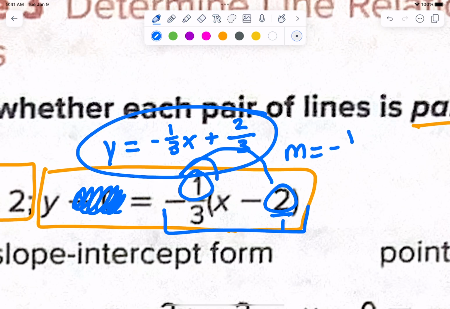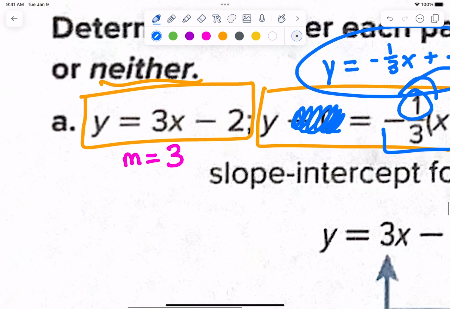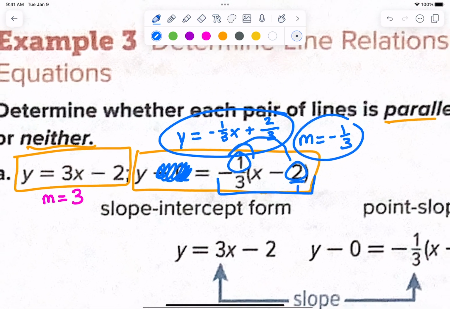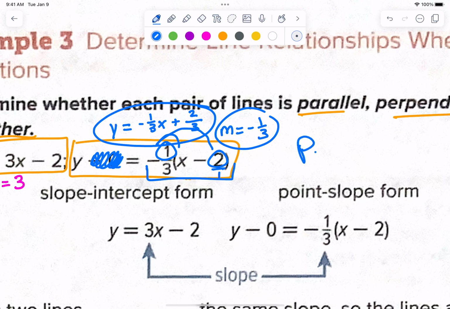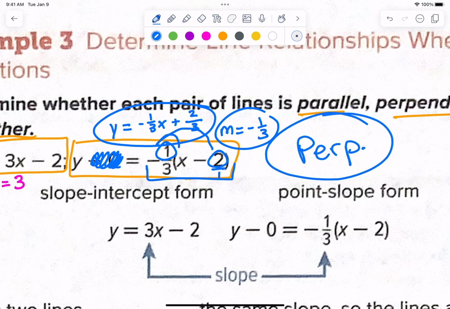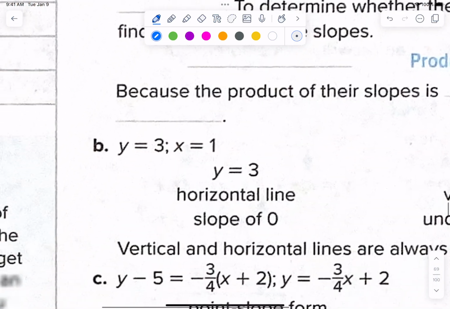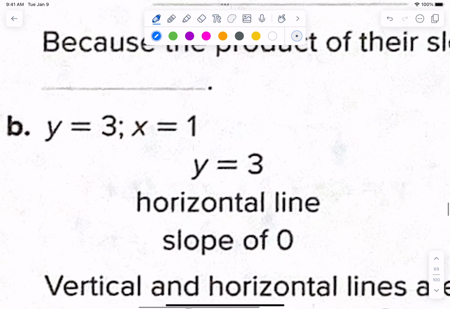What's its m? Negative 1/3. So I'm comparing negative 1/3 and 3. Are those parallel, perpendicular, or neither? They are perfectly perpendicular. So those two lines, if I were to graph them, would be perpendicular. They would form a right angle. Happy with that? All right, let's do B. B is this one: y equals 3 and x equals 1. How the heck do I do that?